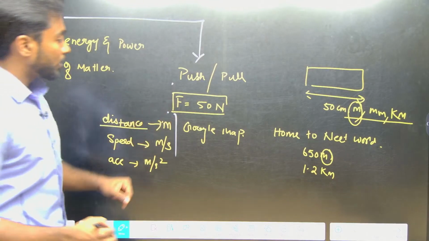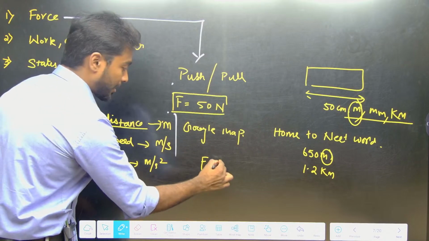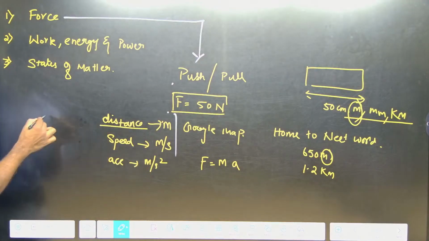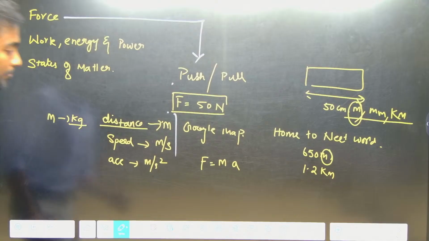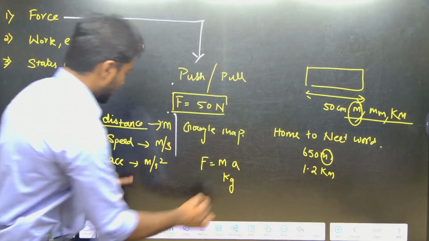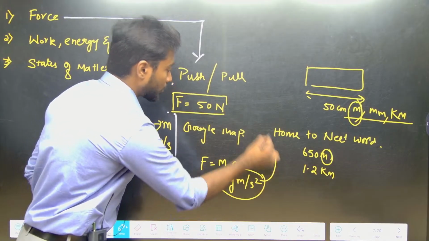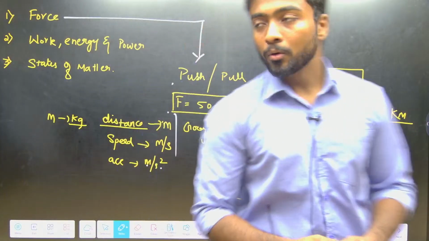Now we will go to the term force. It is nothing but mass into acceleration. So how do I measure the mass? It is kg, right? So kg meter per second square. That is nothing but Newton. Okay, so this is the basic term, you would have studied.